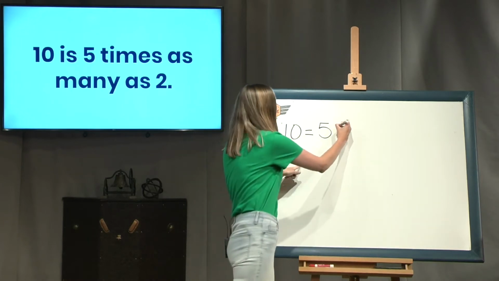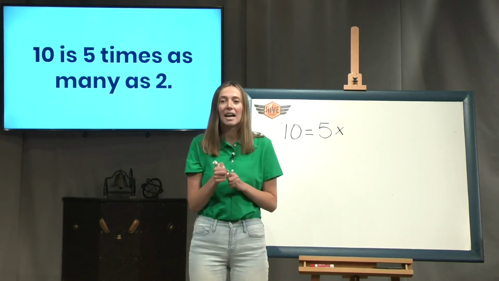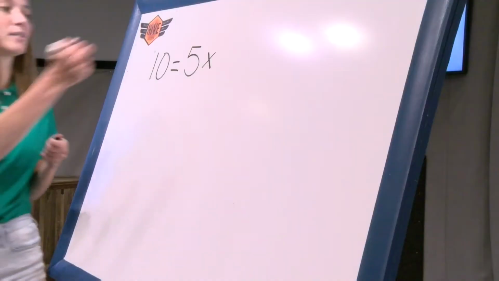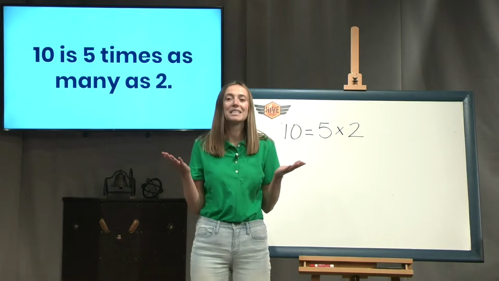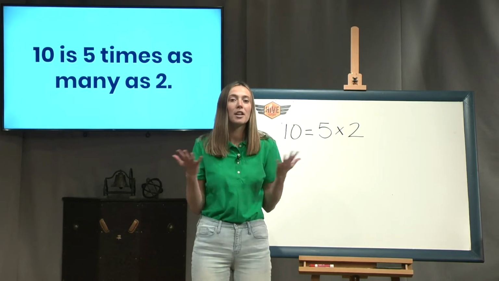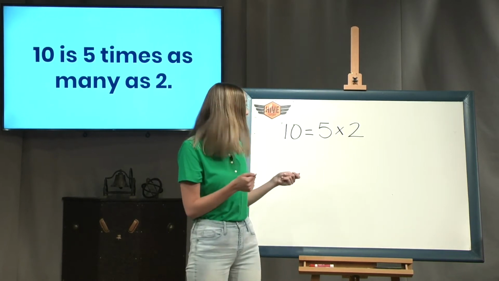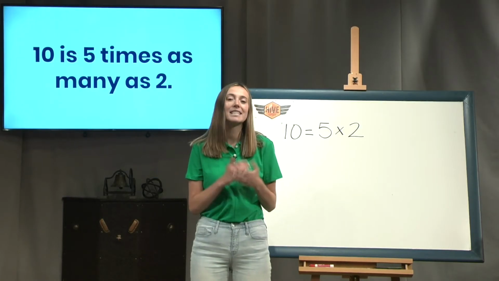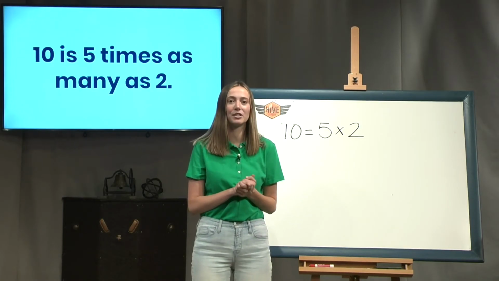So let's do a multiplication sign. 5 times as many as what? 5 times as many as 2. 10 is 5 times as many as 2. The multiplication problem for this is 5 times 2 equals 10. We did it. We interpreted 10 is 5 times as many as 2.